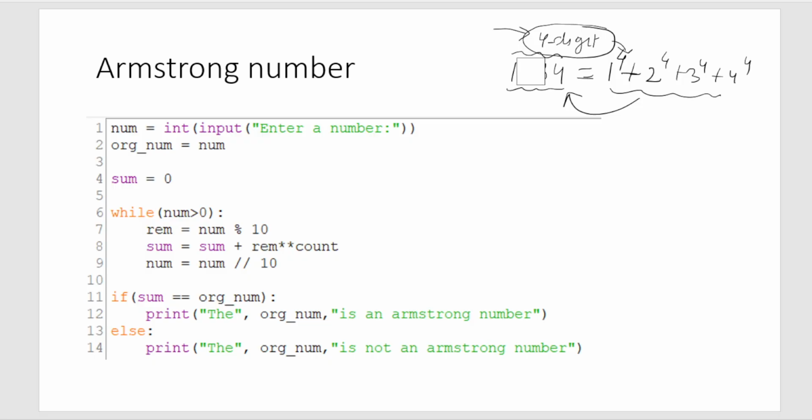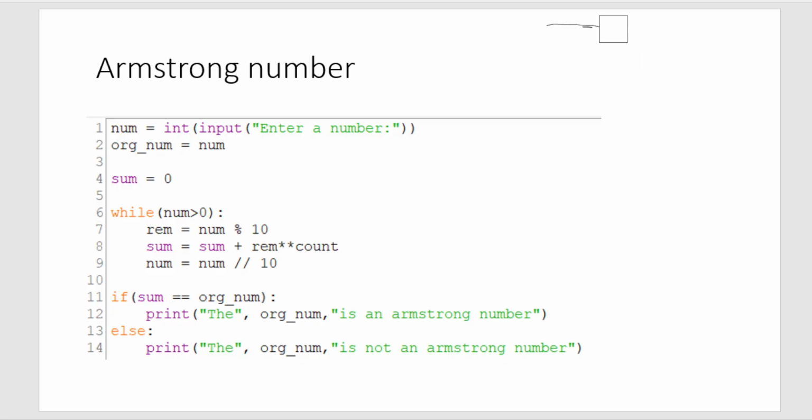Now for simplicity and for concept building, we are considering that the number we are asking from the user is a three-digit number. So the first line says that we want to enter a number, and the number is of integer type, and here you can mention that you can enter only a three-digit number. So suppose the user enters 153.